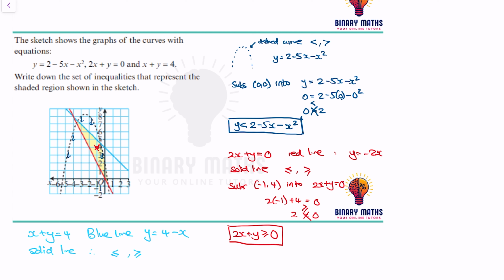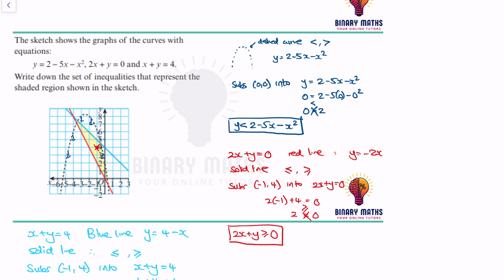Okay, again, let's substitute that clear point, my negative 1, 4. So substitute negative 1, 4 into x plus y is equal to 4, which is the original equation that was given. So is minus 1 plus 4 equal to 4? Obviously it's not. It's 3. 3 is not equal to 4. Is it less than or equal to 4? Therefore my equation must be x plus y is less than or equal to 4.